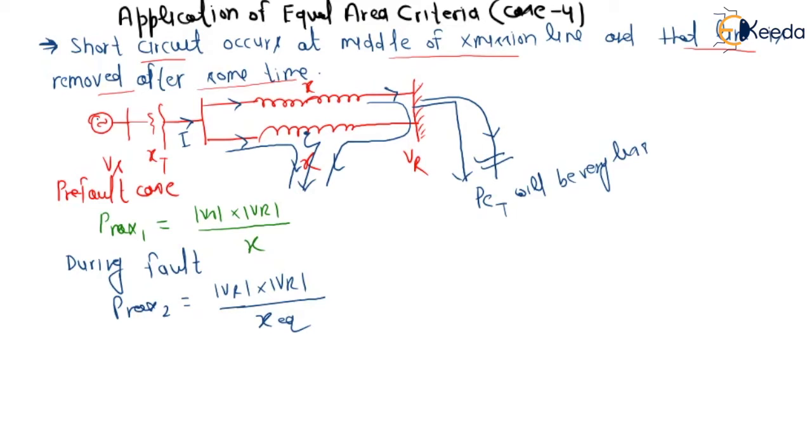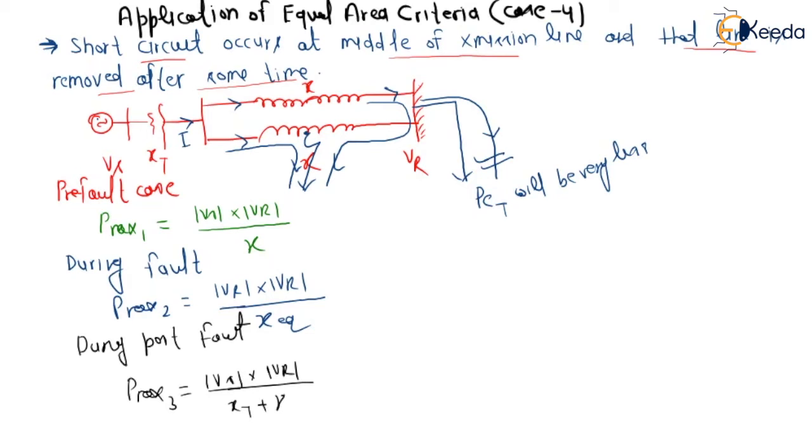So what will post-fault be? During post-fault, this line is removed. This means now we can take P max 3. P max 3 will be equal to Vs into Vr upon xt plus x, and here it will be P max 1 times xt plus x by 2. So now we have all the conditions.